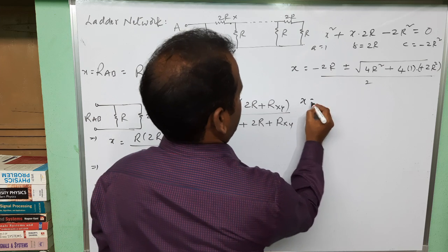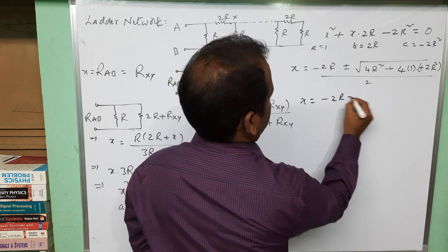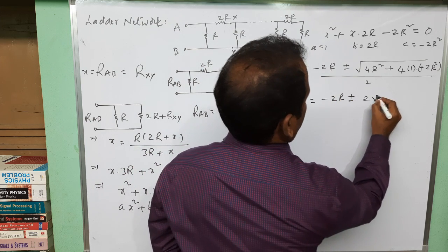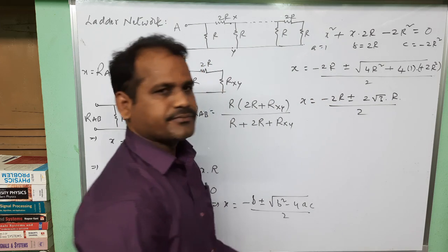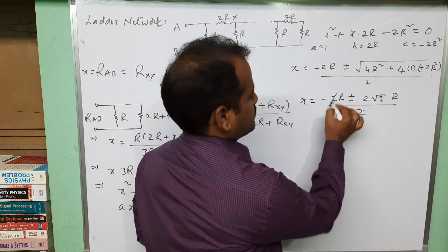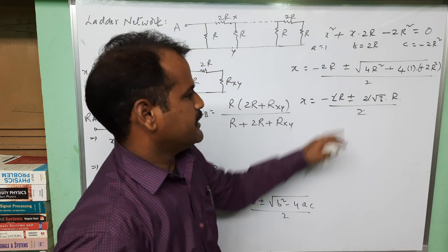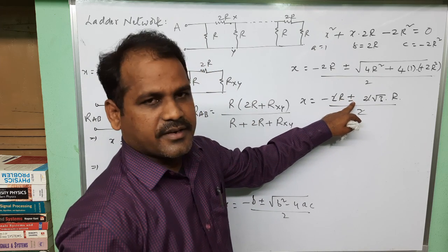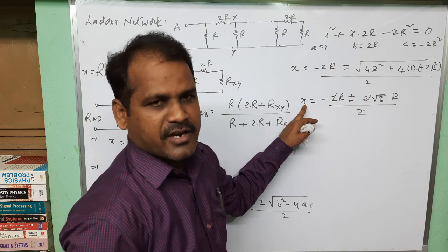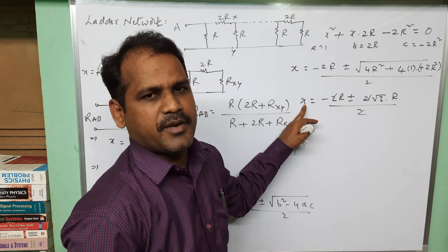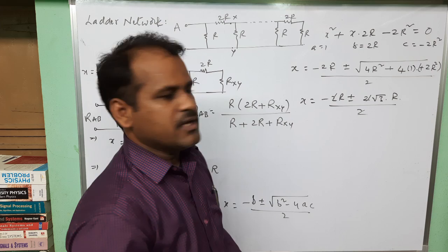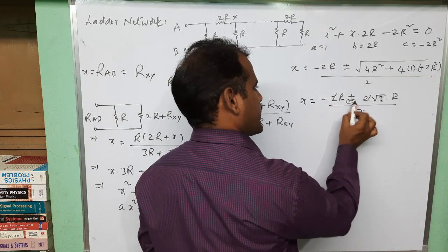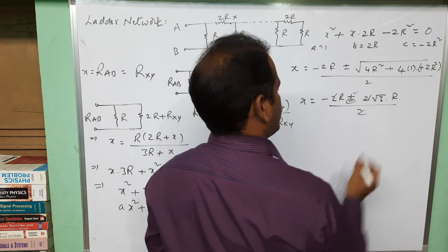So that x value is minus 2r plus or minus 2 root 3r divided by 2. Here 2 cancels and plus or minus is there. Here the resistance value we are going to calculate for x. Resistance value is generally positive. That's why minus means it will come into negative value. So we need not consider the negative case. So only the positive value we are considering.